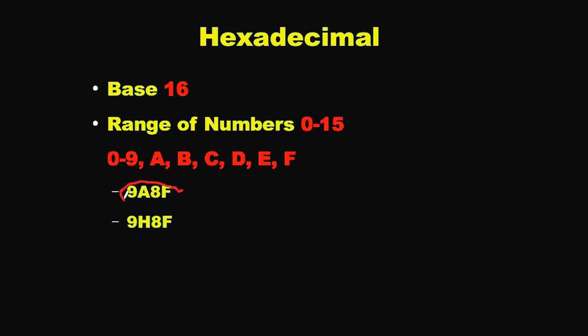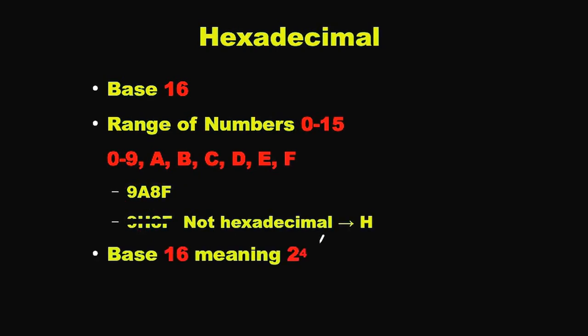So is this a hexadecimal number? 9 is a valid hexadecimal number. A also valid. 8 valid. F valid. 9 is valid. 8, is it valid? No, remember, A, B, C, D, E, F. So this is not valid because of the H. Not hexadecimal because of the H.